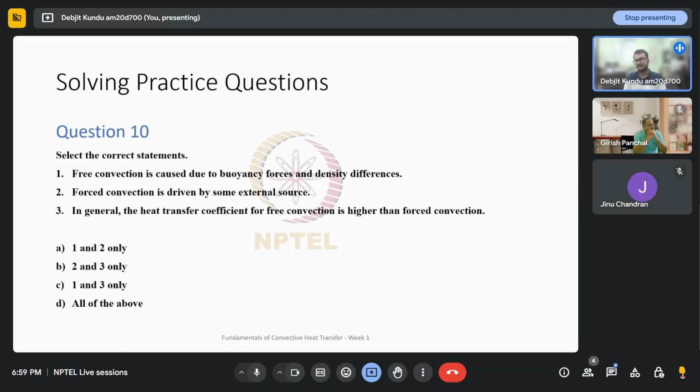So option A says that 1 and 2 are true only. Option B says 2 and 3 only are the correct statements. Option C is telling 1 and 3 only, and option D is telling all of the above, which means 1, 2, and 3, all of them are correct. This does not mean that options A, B, and C are correct. It means the statements 1, 2, 3 are correct.